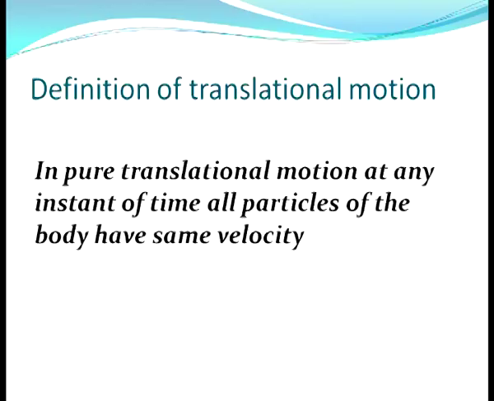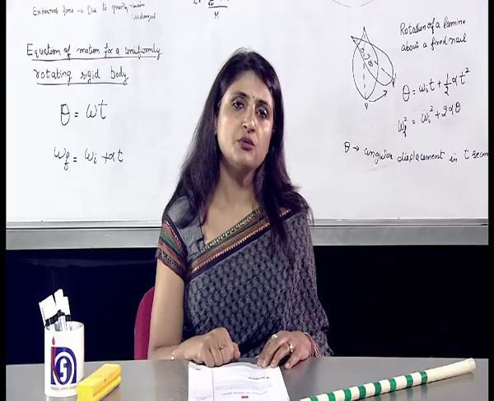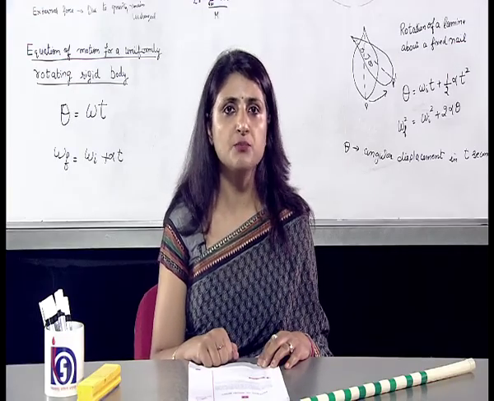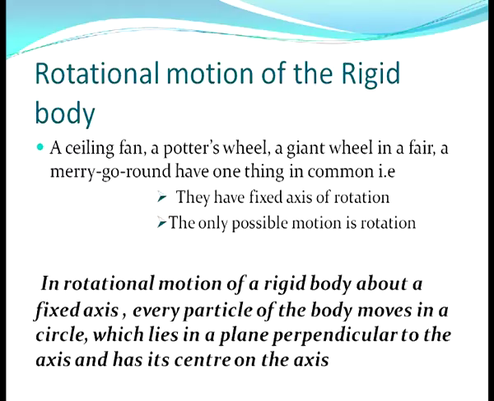Definition of translational motion: in a pure translational motion, at any instant of time, all particles of the body have the same velocity. Let's talk about the rotational motion of a rigid body. A ceiling fan, a potter's wheel, a giant wheel in a fair, and a merry-go-round have one thing in common. That is, first, they have a fixed axis of rotation, and second, the only possible motion is a rotational motion.